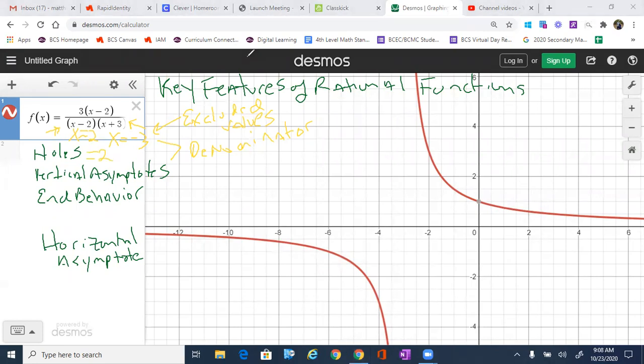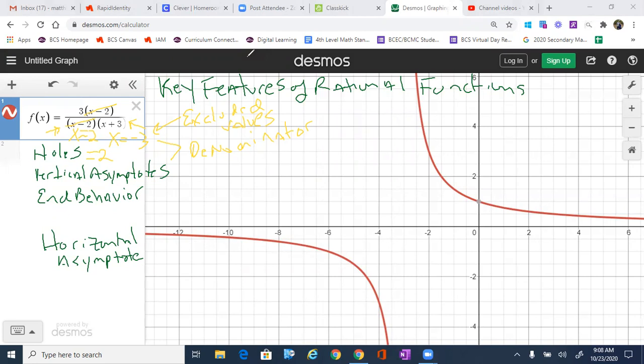Okay, and one way we can determine that it is a hole, if you remember from a previous video, is that holes cancel completely out in the denominator. So that x minus 2 cancels with the other x minus 2, making the x minus 2 completely disappear in the denominator. Okay, vertical asymptotes are a little bit different.